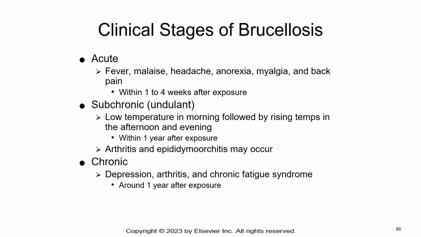There are acute, subchronic, and chronic cases of brucellosis. Acute: within 1 to 4 weeks after exposure, you start with fever, malaise, headache, anorexia, myalgia, and back pain. Subchronic, or undulant form: low temperature in the morning, followed by rising temperatures in the afternoon and evening, within 1 year after exposure. Arthritis and epididymo-orchitis may occur. Chronic: depression, arthritis, and chronic fatigue syndrome around 1 year after exposure.